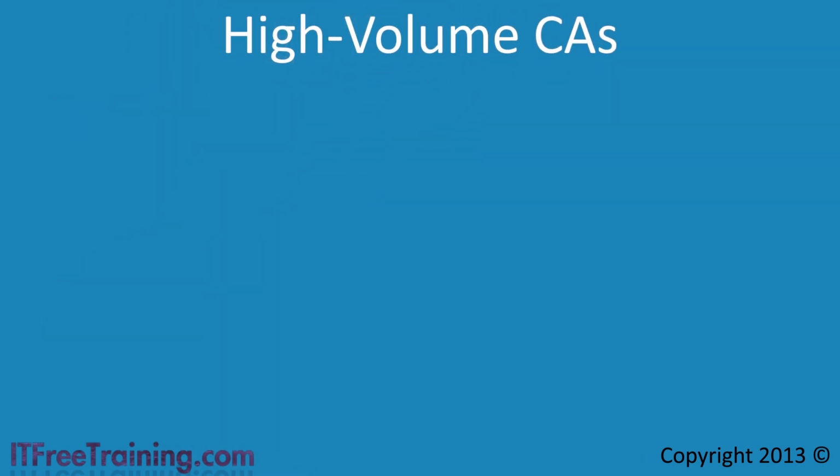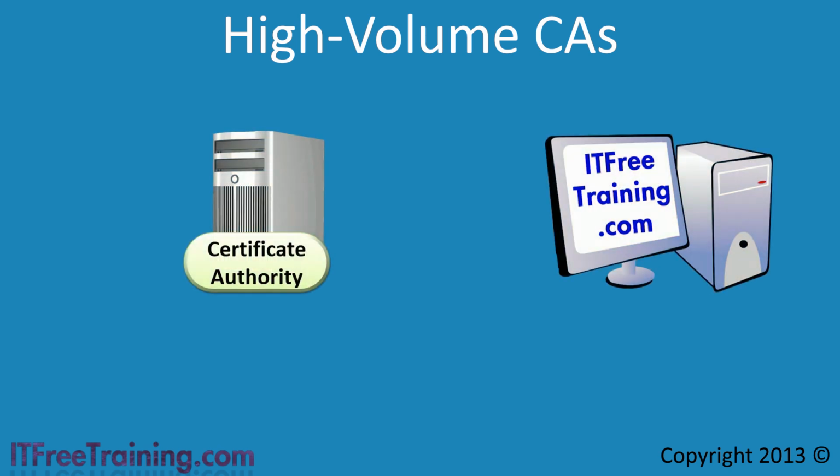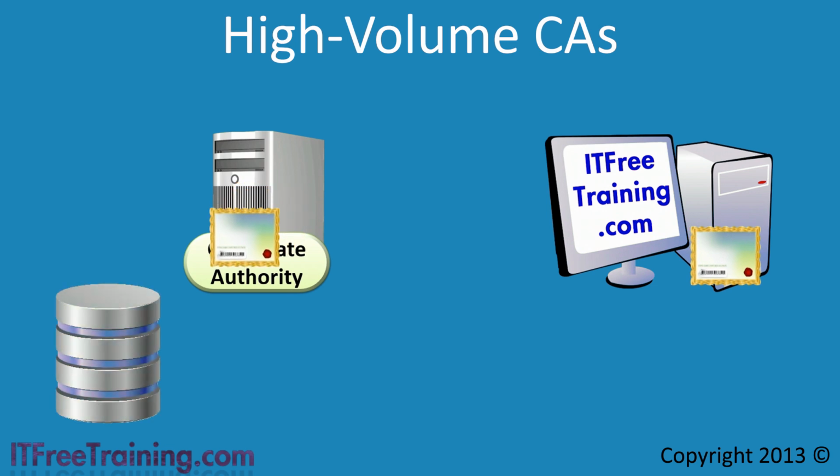The next new feature is better support for CAs that issue a lot of certificates or high-volume CAs. To understand how this feature works, consider what happens when a certificate is issued by a CA. When a new certificate is generated, a copy is given to the client that requested it and another copy is stored in the certificate database. If you have a CA that issues a lot of certificates, this means a lot of certificates need to be stored in the local certificate database. A larger certificate database means more load on the server.